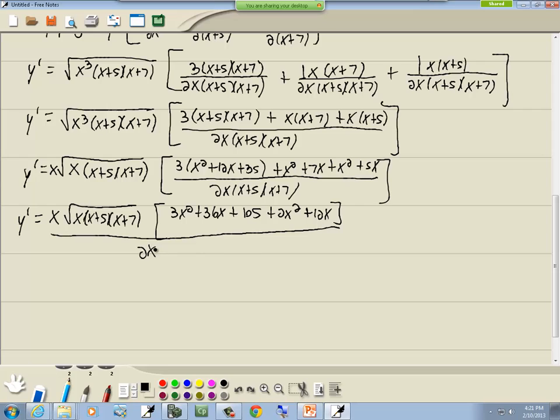Okay, 7x plus 5x gives us 12x over 2x, x plus 5, x plus 7. Now notice I put the square root up on top, because if I were to put that in fraction form, that's like square root over 1. So that's where it would go if I multiplied it through.